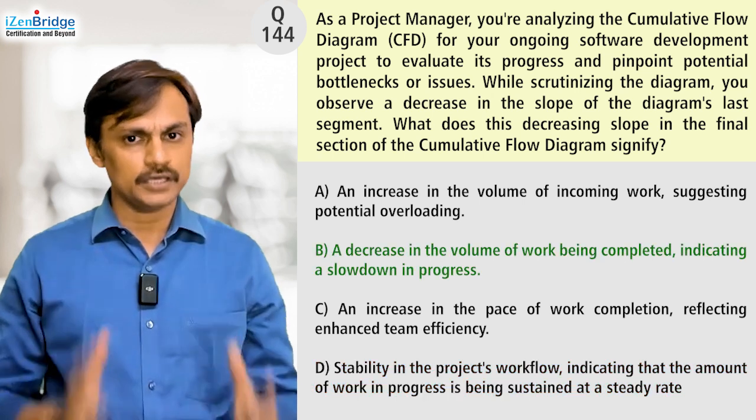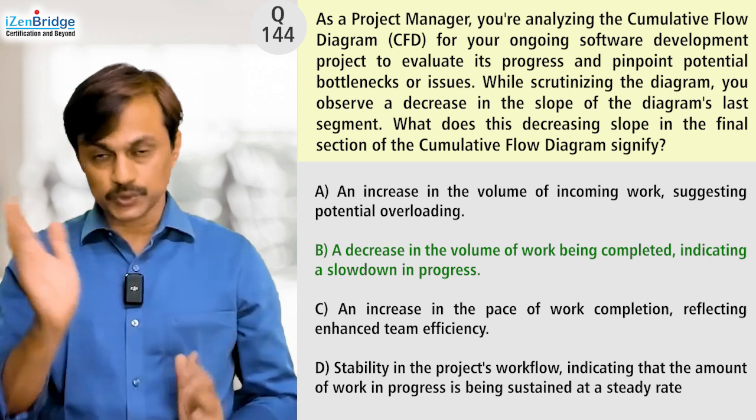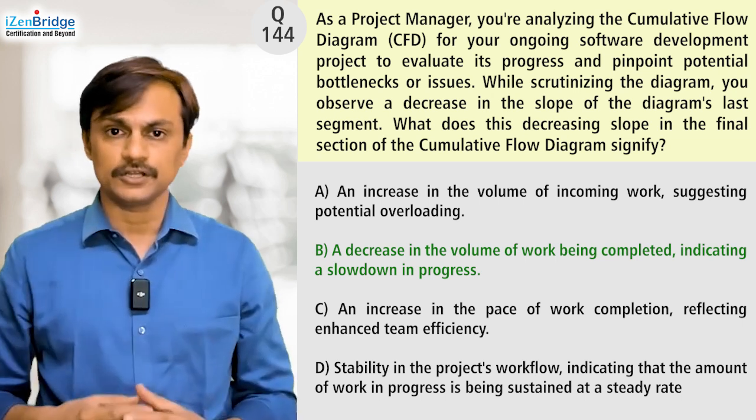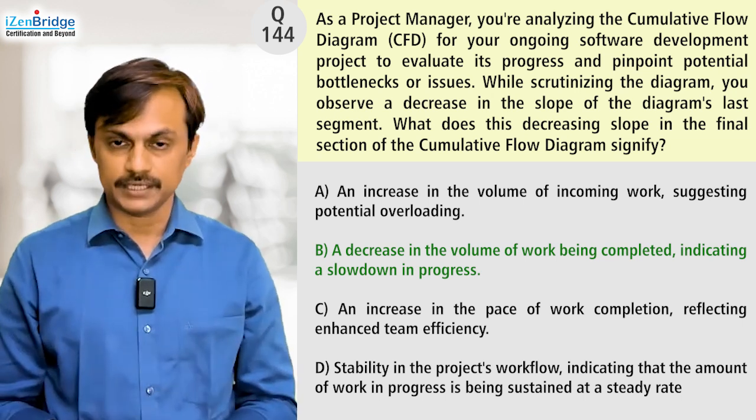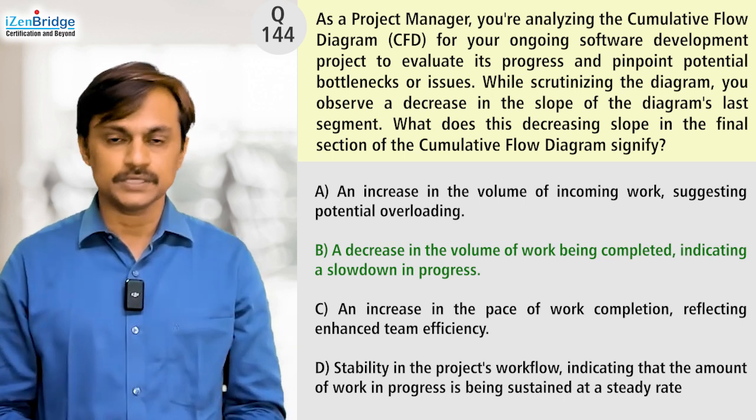So a simple, fair understanding of the cumulative flow diagram, just understanding what it shows and how the throughput is represented in a cumulative flow diagram, will help you in addressing this particular question. So option B is the right option in this particular case.